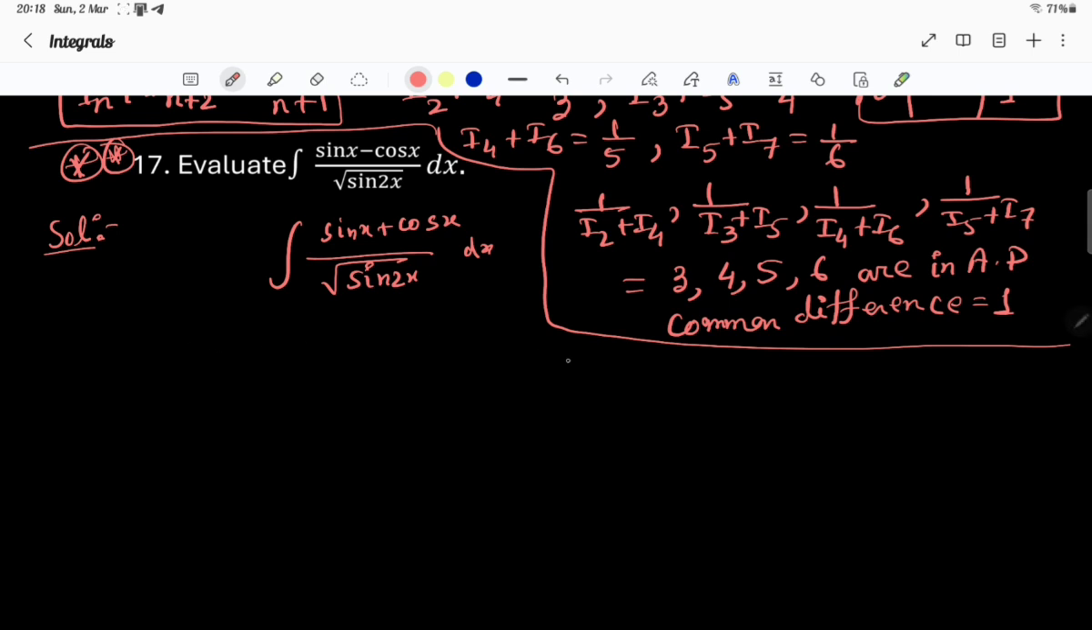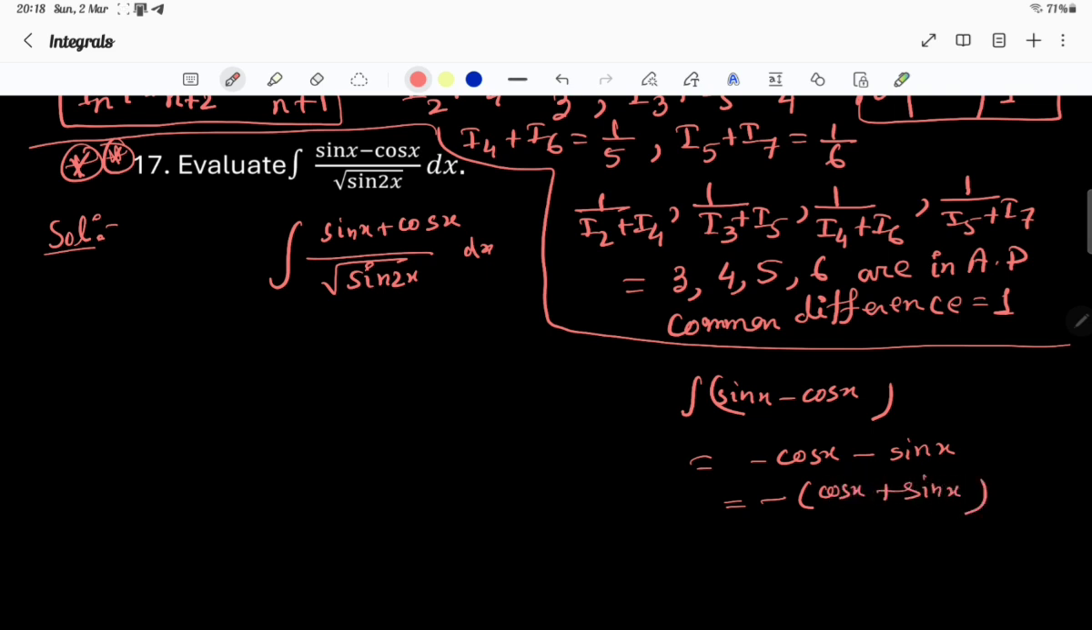In that case, what you will do in the rough is integrate this numerator function, that is sin x minus cos x. Acha, tell me, if you integrate sin x minus cos x, what will come? It will come minus cos x minus sin x, that means minus, if you take common, cos x plus sin x. So what I am trying to make is that the derivative of the denominator should be in the numerator, that should be cos x plus sin x.